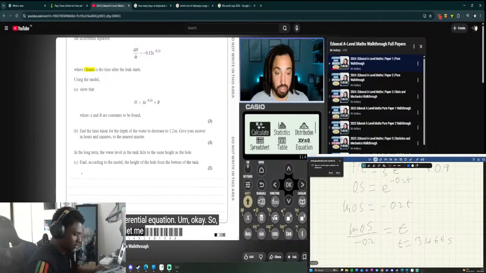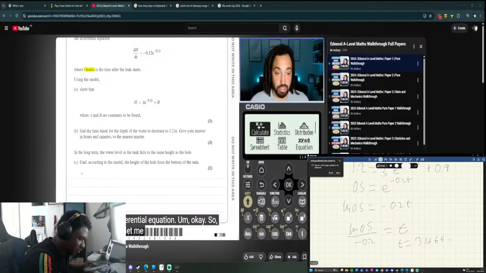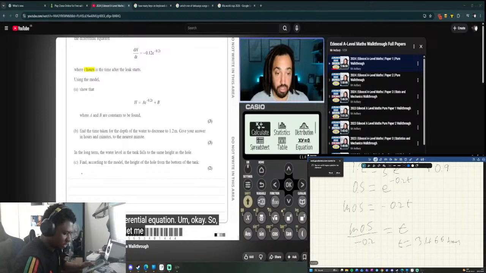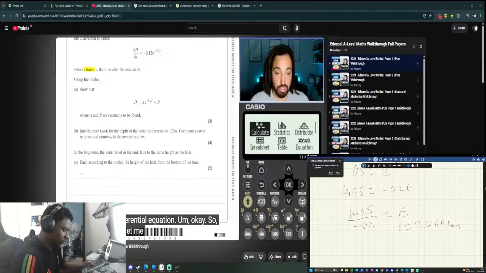Wait. What is the time? Time is in hours, which means that this is 3 hours and what's 60 times 0.466, like 27, not 28 minutes, 3 hours and 28 minutes. Cool.